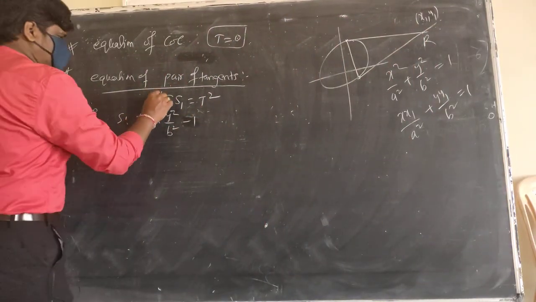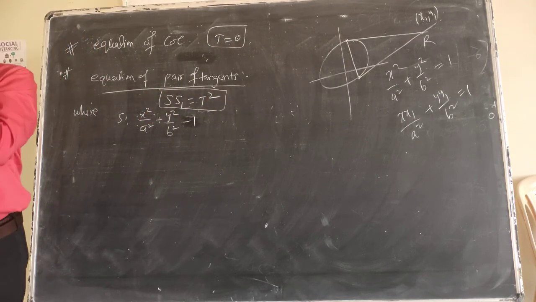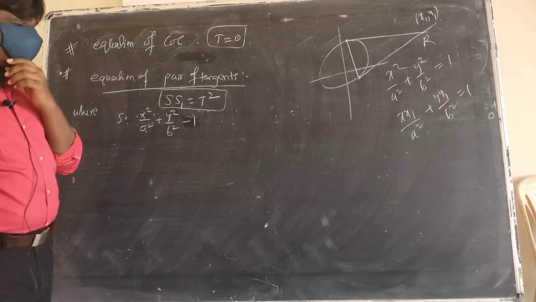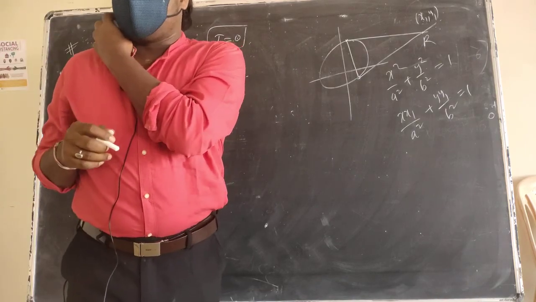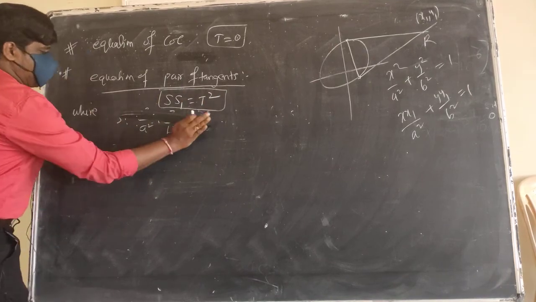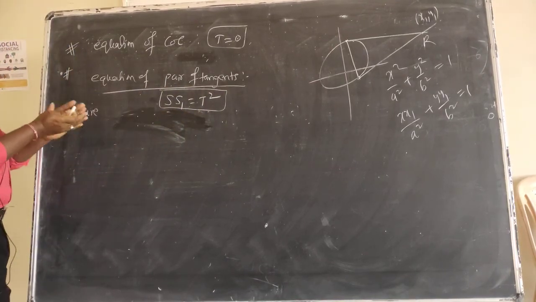You are already learning these things, you learned from circle and also from parabola. That is the equation of pair of tangents. The formula is SS1 is equal to T square. What is S? S is the ellipse. Here, what I want to say is that the ellipse equation gives the pair of tangents.